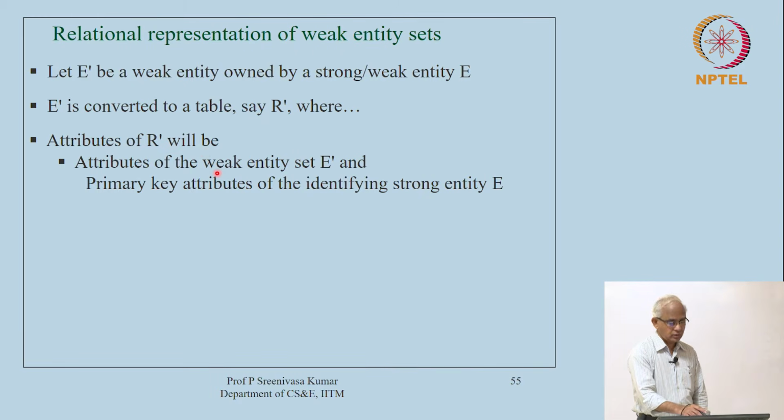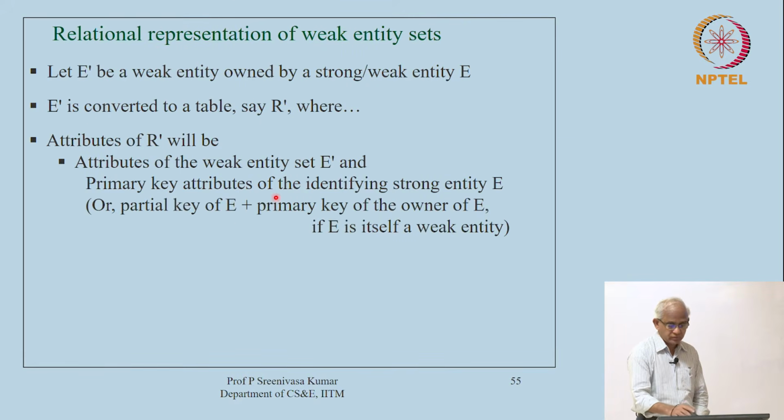Okay. Now, you can see that the attributes of E prime will have only what is called a partial key. And so, in order to distinguish between the various entities in the weak entity set, we need the information about the owner entity. The owner entity's information will come because we are including its primary key attributes. Okay.